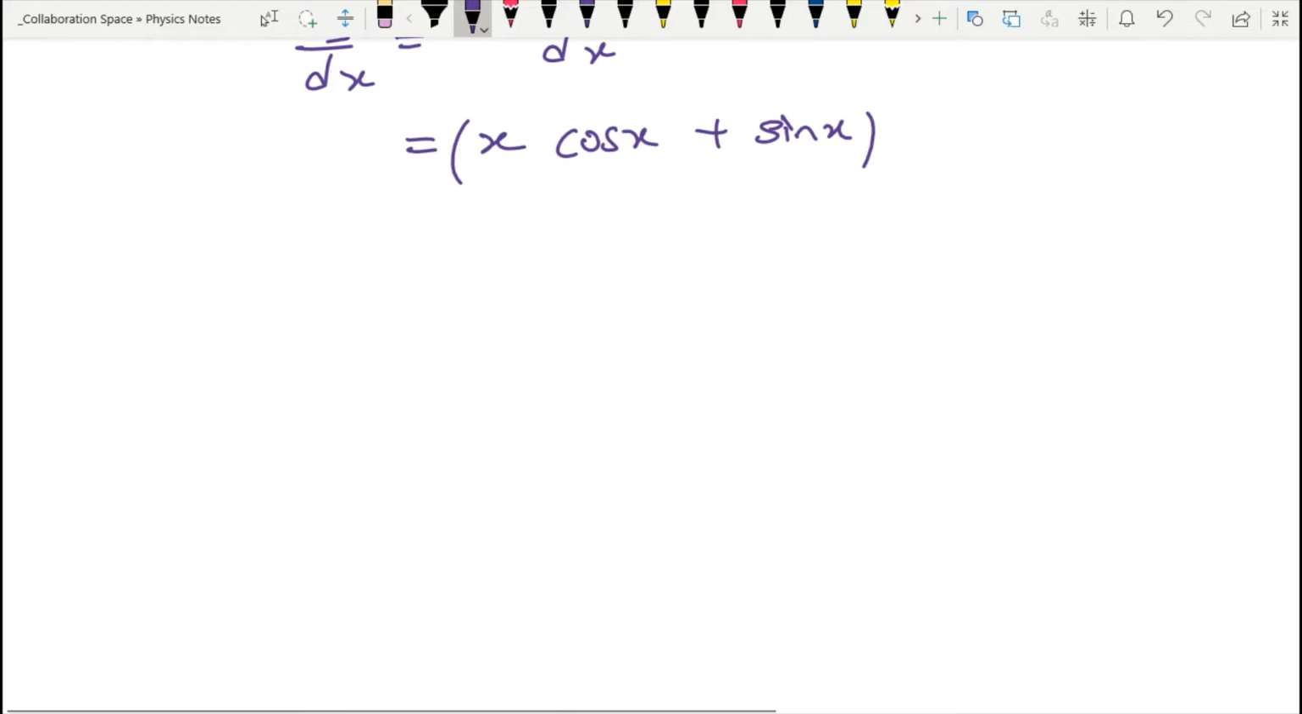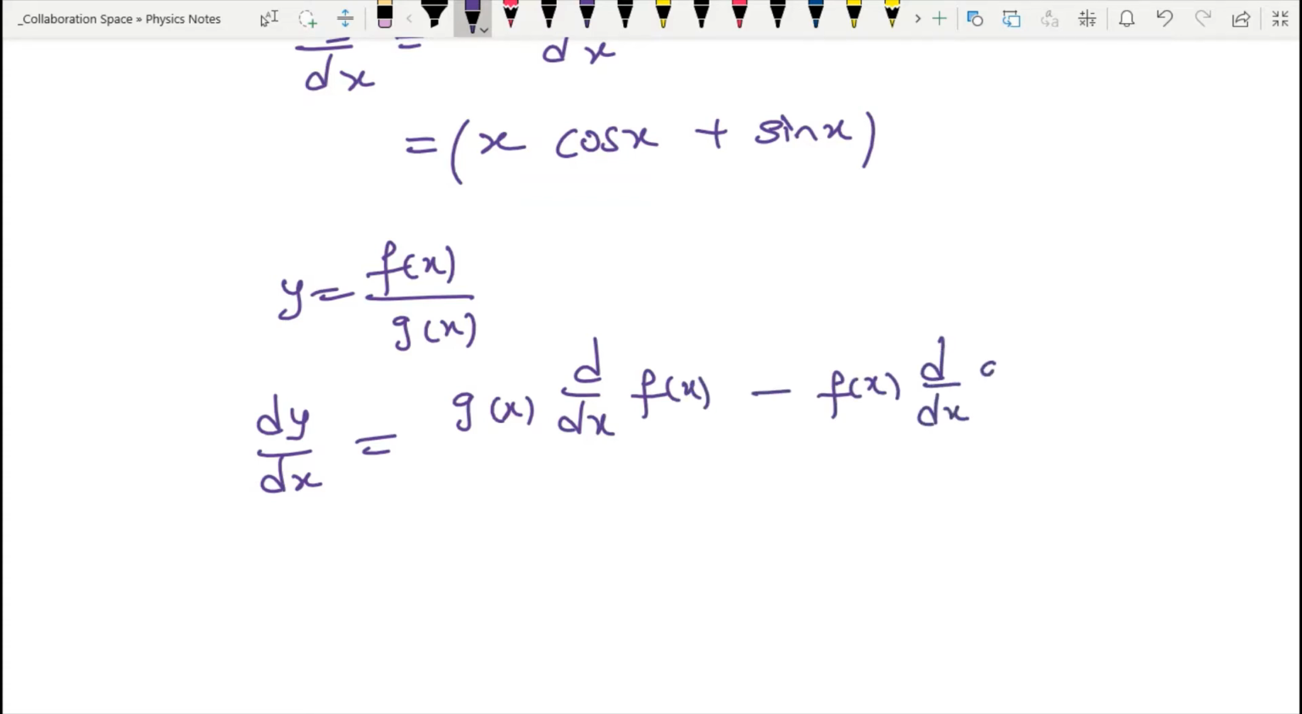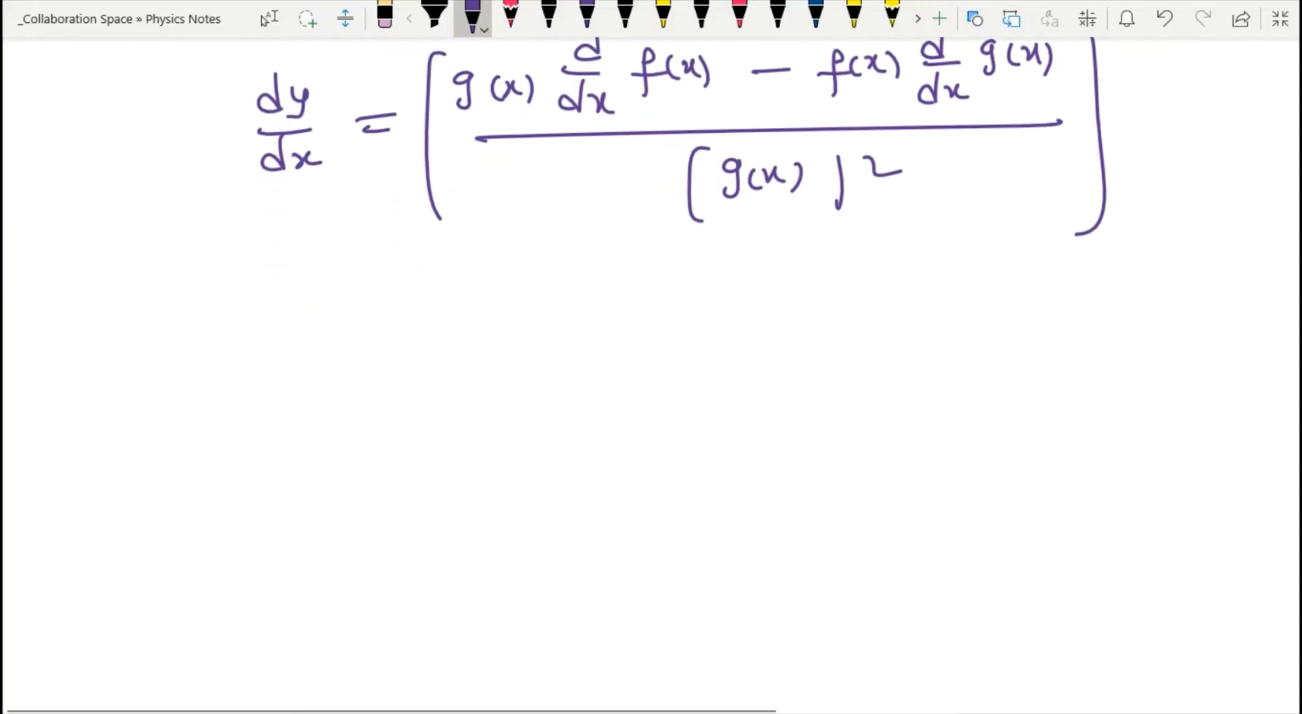Next, if you have y is equal to f of x divided by g of x, and you want to compute dy by dx, then the formula will be like this: g of x into d by dx of f of x minus f of x into d by dx of g of x, divided by g of x whole square. This is the formula. Now let us see one small example.